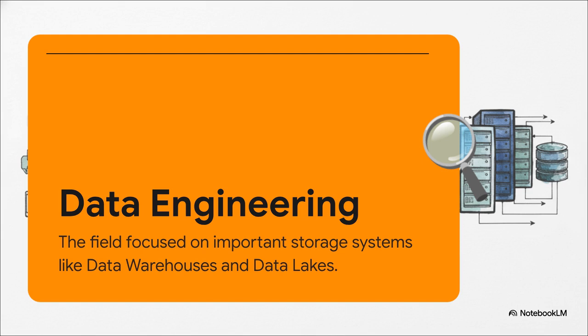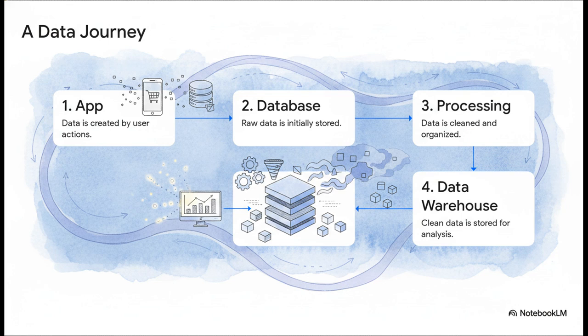And here's the crucial part. It doesn't just move it, it also prepares it and cleans it up along the way. Okay, let's actually map out a typical journey so you can see what I mean. Imagine you place an order on an app. Right away, that data is created in the app. Then, boom, it's immediately stored in a local database. From there, it gets sent off for processing. That's where it's all cleaned up and organized. And finally, it lands in a big central data warehouse, all ready to be used for something like a company's sales dashboard. See that? That entire automated flow from start to finish? That's the pipeline in action.